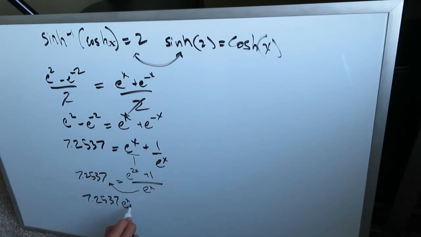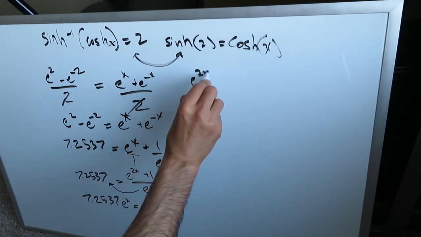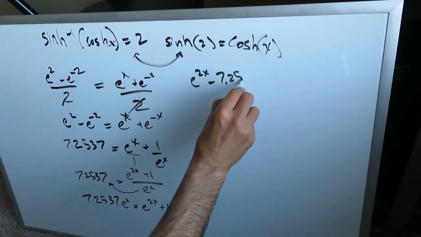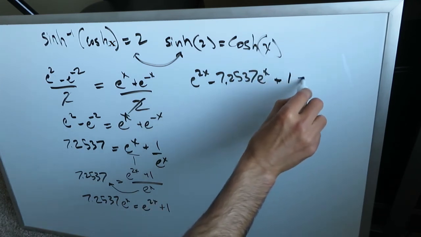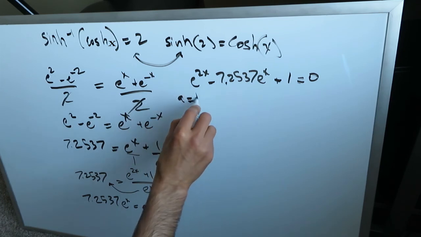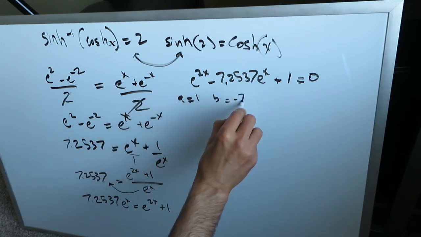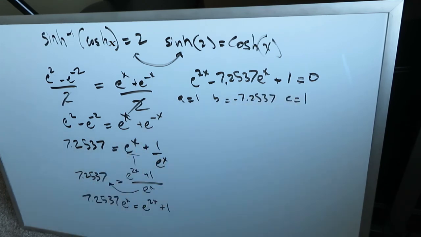7.2537 e to the x is equal to e to the 2x plus 1. If you bring everything on one side and equal it 0, you get e to the 2x minus 7.2537 e to the x plus 1 is equal to 0. Here my a is coefficient 1, b is a minus 7.2537, and c is equal to 1. These will plug into your quadratic formula.